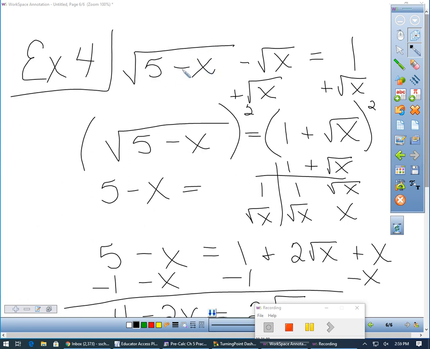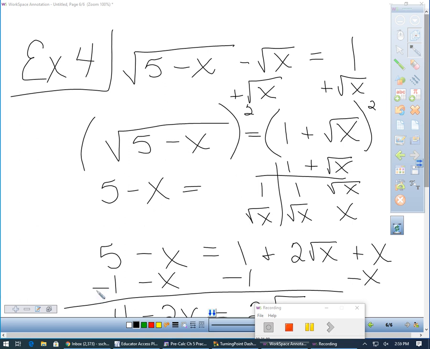5 minus 4 is 1. The square root of 1 is 1, right? Square root of 4 is 2. So 1 minus 2 is negative 1. Does that first one work? Good. Now we're going to test the other one.